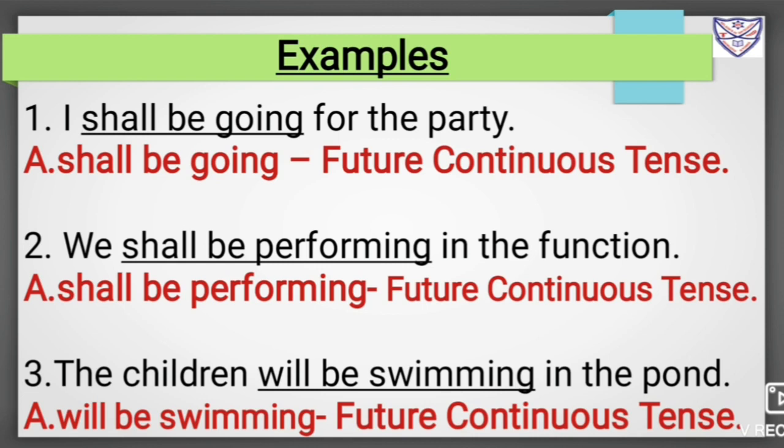Number 3, the children will be swimming in the pond. Now over here the children is a subject. After this subject we have a helping verb, and that is will be. Then we have verb plus ing form, that is swim plus ing will become swimming. Therefore this verb will be swimming is said to be in the future continuous tense, as this verb will be swimming shows an action that will be going on or continuing at some time in the future. Means still it has not started, but whenever it will start, it will be ongoing and continuous in the future time.